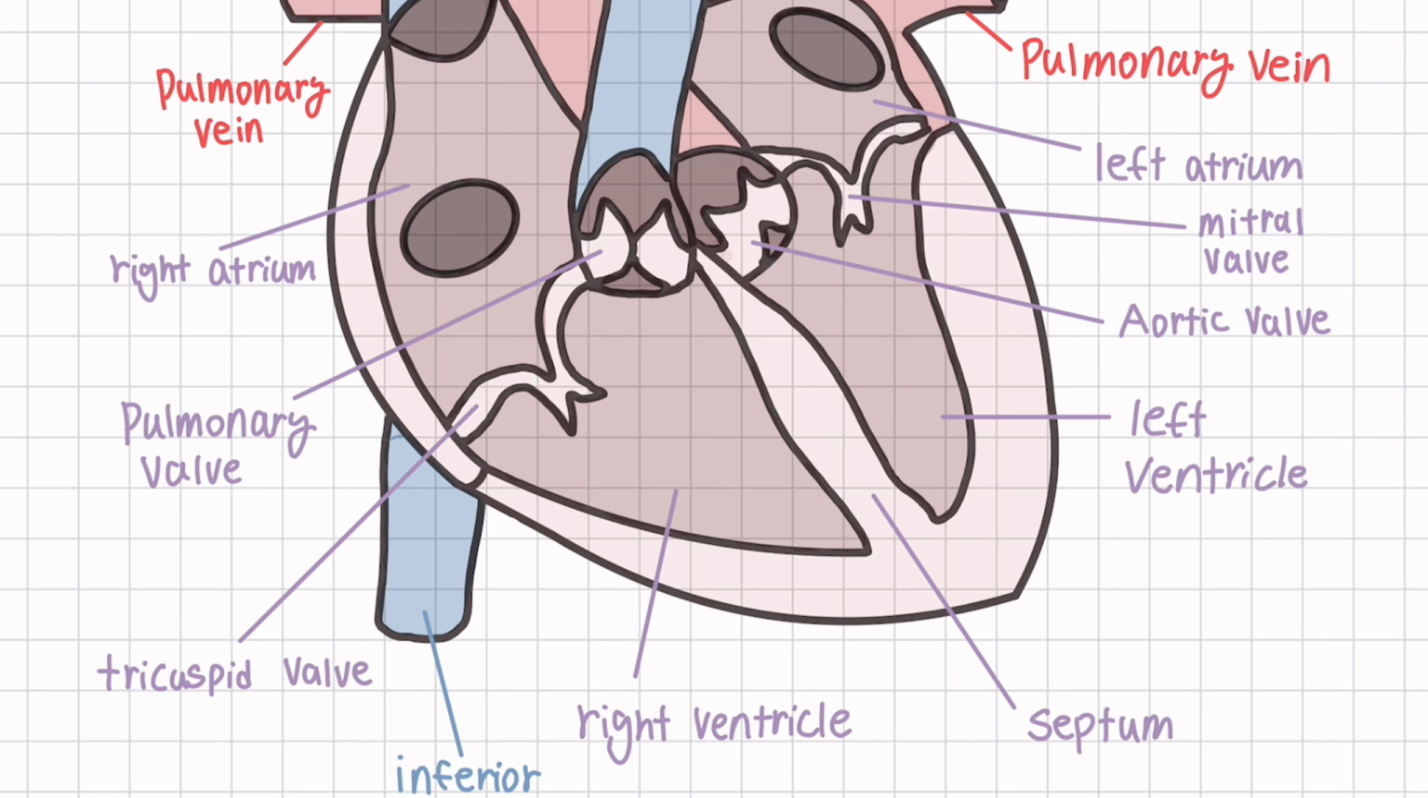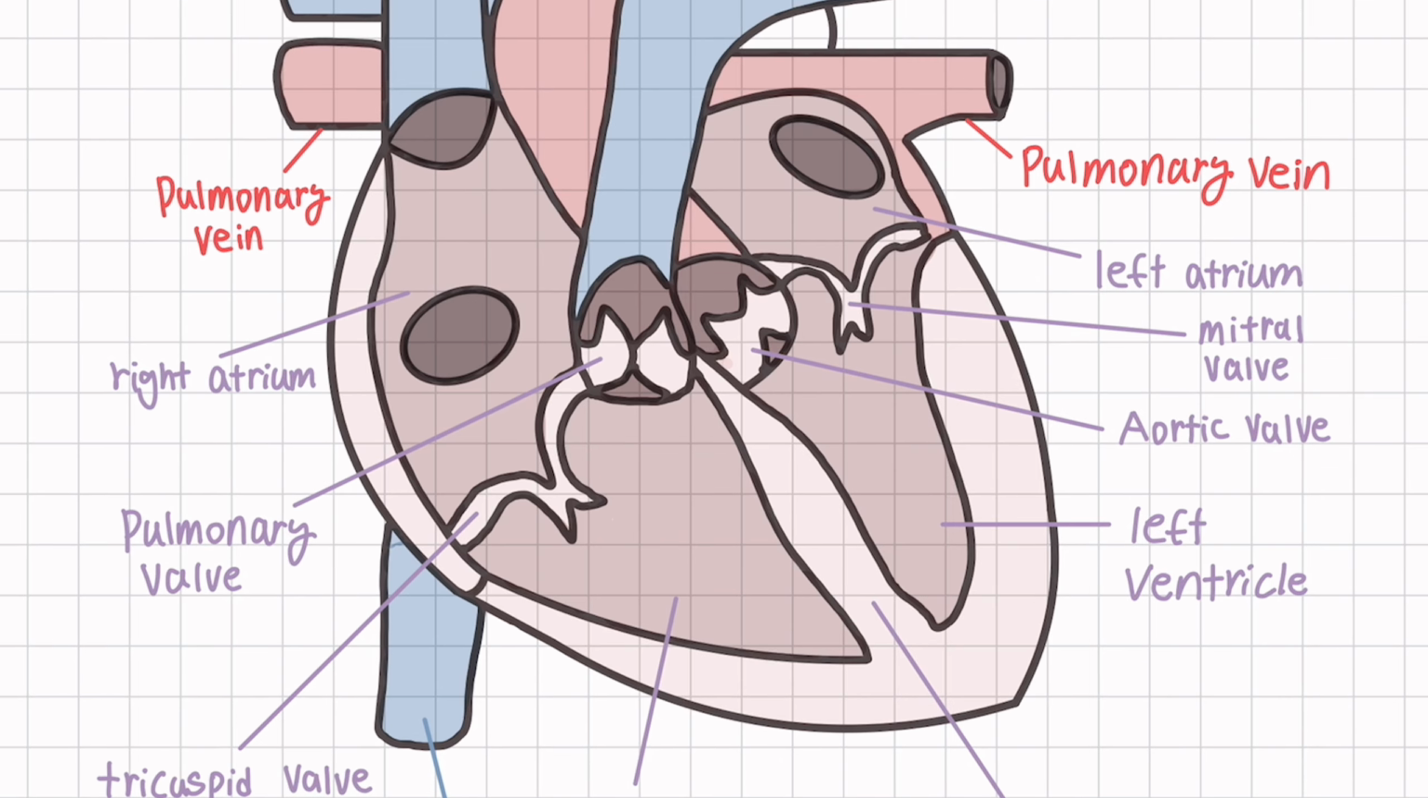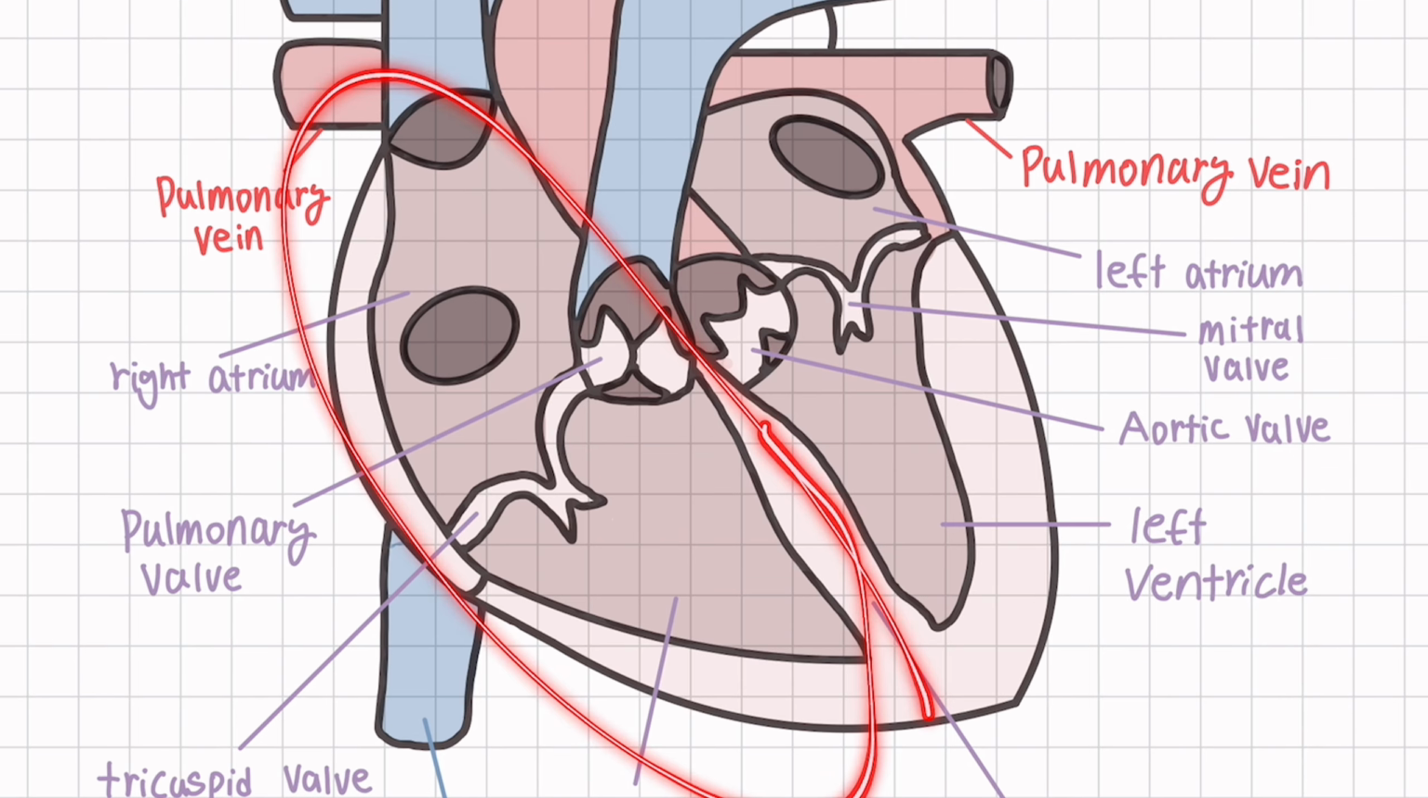And you might be wondering what this is, because I haven't talked about this yet. But a septum basically refers to a partition that separates two chambers. So in this case, the septum is separating the right side of the heart from the left side of the heart.